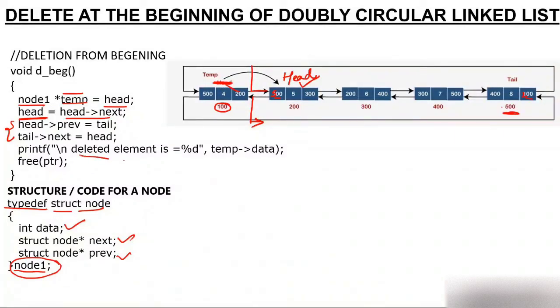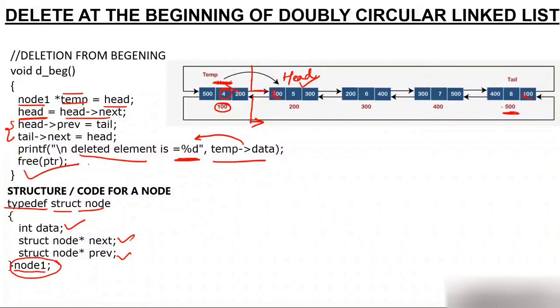So on the screen we'll see "Deleted element is %d", and in place of %d we will print temp data. What is temp? This node. What is temp data? 4. So on the screen we'll see deleted element is equal to 4, and we'll feel very good. Yes, 4 is our first node which is deleted now.